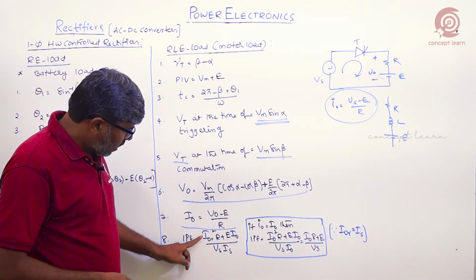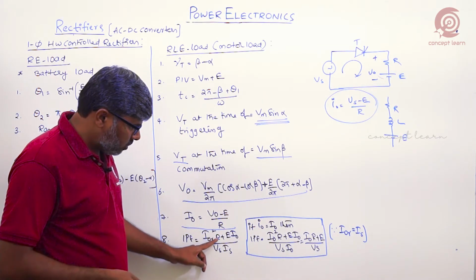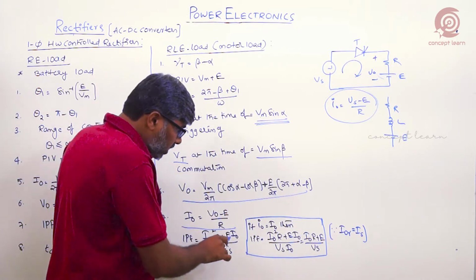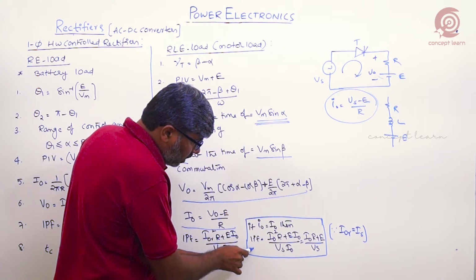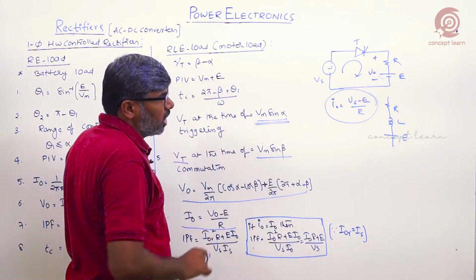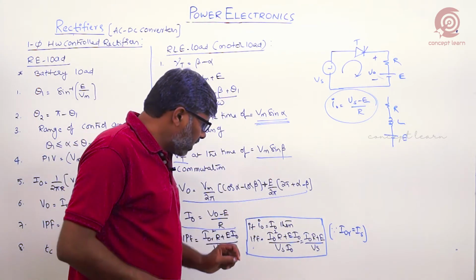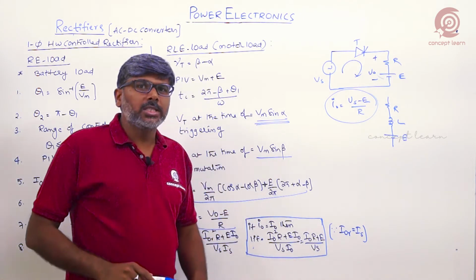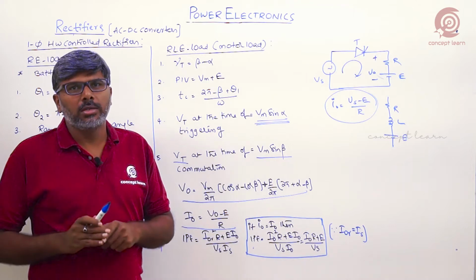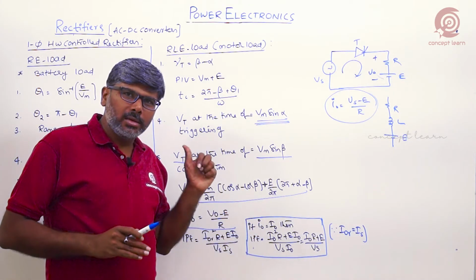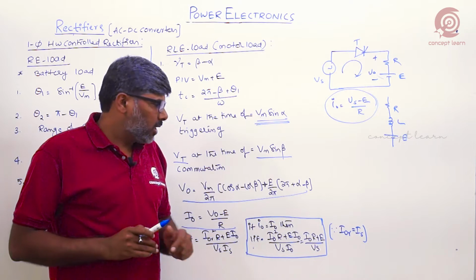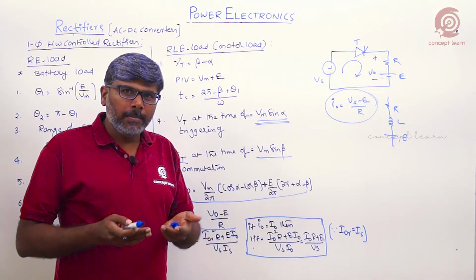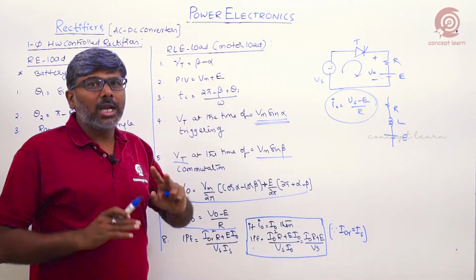Now the input power factor is the same as the previous one: I0 RMS square into R plus E into I0, divided by Vs into Is. Suppose this is the only case in this RLE load. So assume that the load current I0 is equal to capital I0, meaning constant and ripple free current. This cannot happen in the RE load, right? So I0 is constant and ripple free when the load inductance is large.